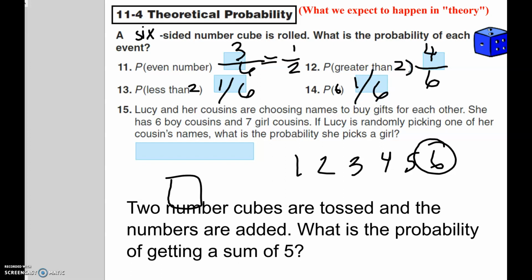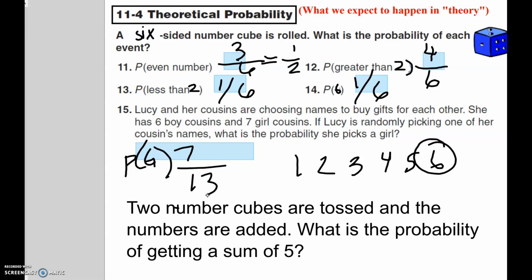Okay. Next is talking about cousins buying gifts. She's got 6 boys and 7 girls. If she's randomly picking names, what's the probability she picks a girl? Okay, how many are girls? 7 are girls. And the bottom is not 6. The bottom is the total. There's 6 plus 7, so 13. The probability is 7 out of 13.